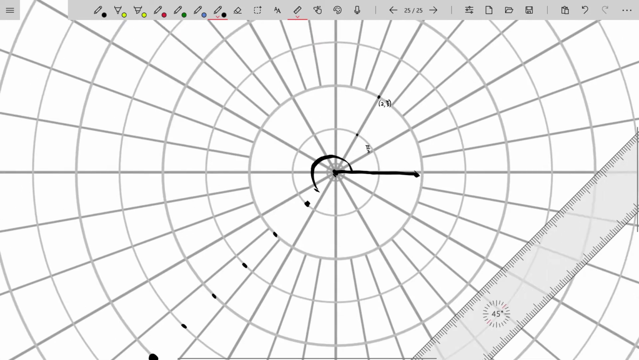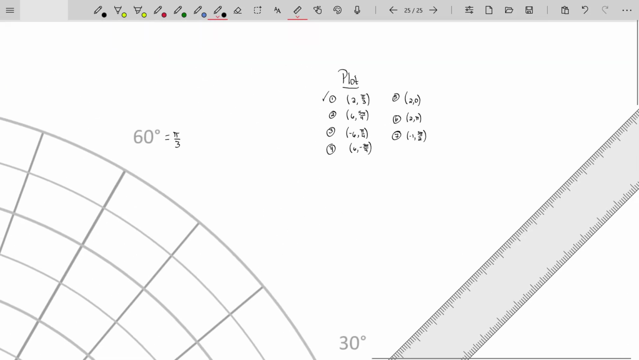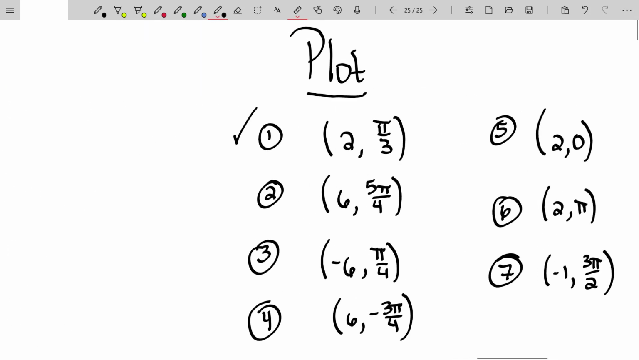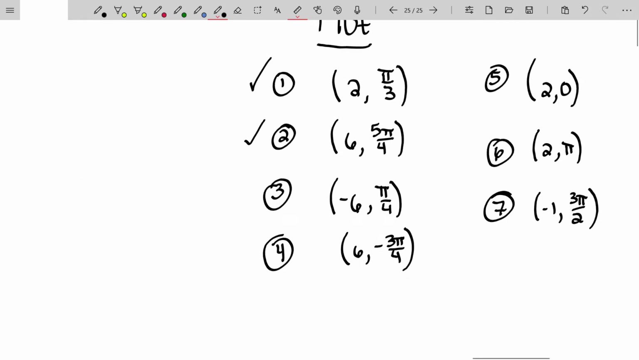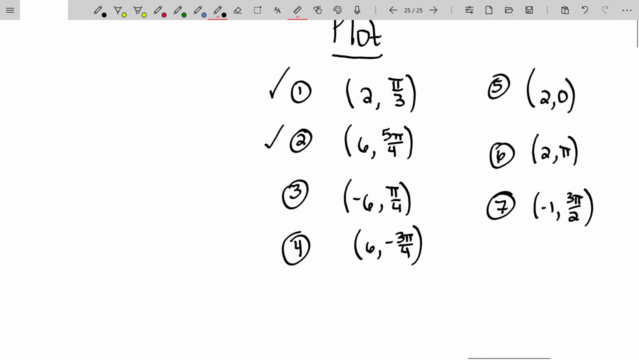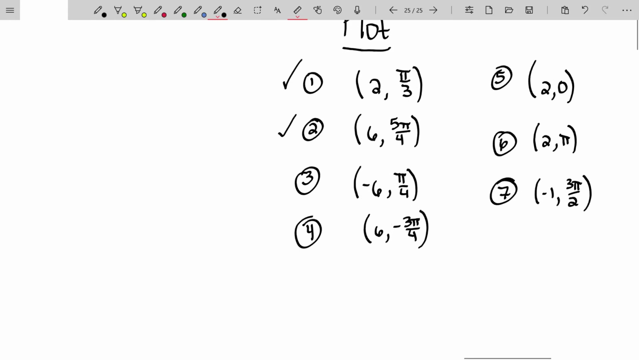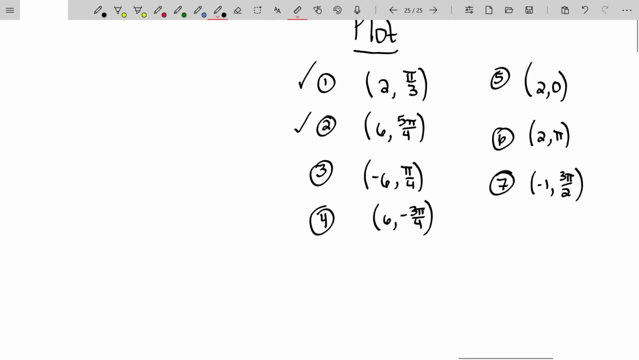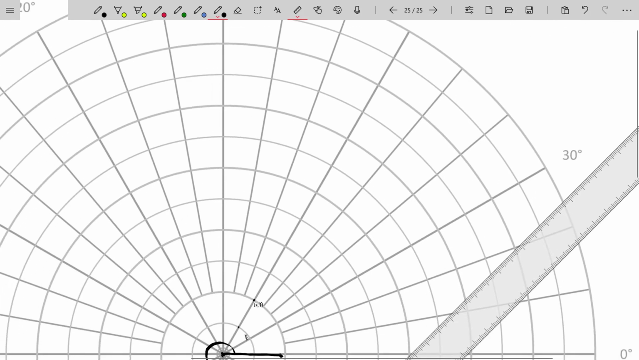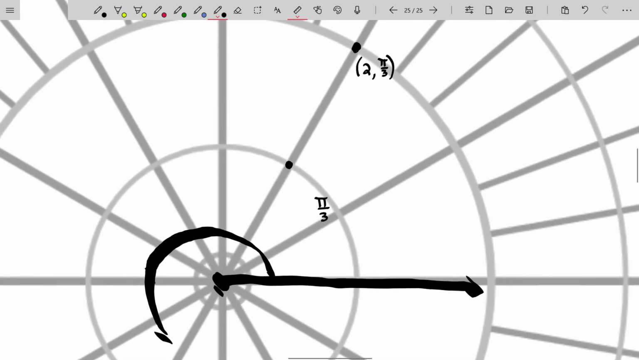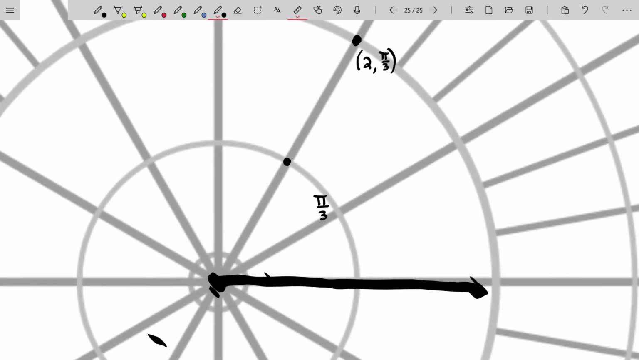All right, let's take a look at the next point in line. So that was 6 comma 5 pi over 4. Let's look at negative 6 comma pi over 4. So this is the first time we're considering a negative distance away from the pole. A negative radius is what I'd call that. That's why it's called r, because it's a radius. So the negative radius. Let's see, we want to plot, again, negative 6 comma pi over 4.